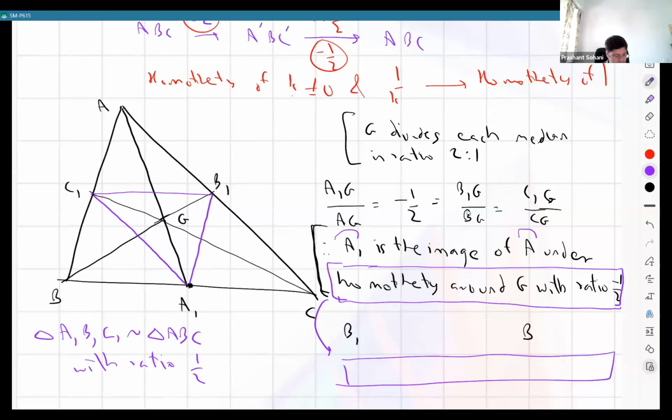Okay, does everybody follow this proof or rather explanation?